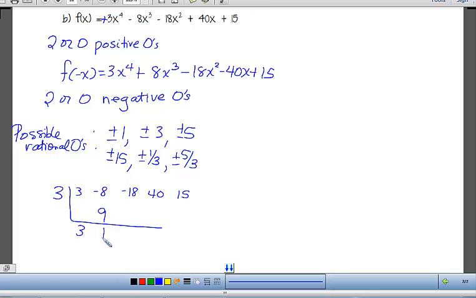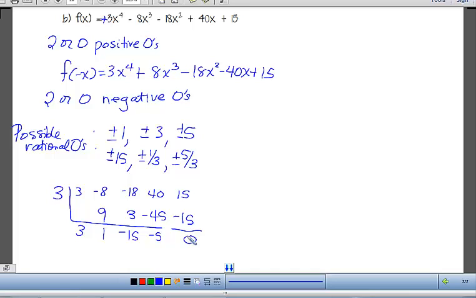I get 9, which is 1. 1 and 3 is 3. I get negative 15. Negative 15 and 3 is negative 45. So we get minus 5. Minus 5 and 3 is minus 15. We get 0. Okay, so it worked.